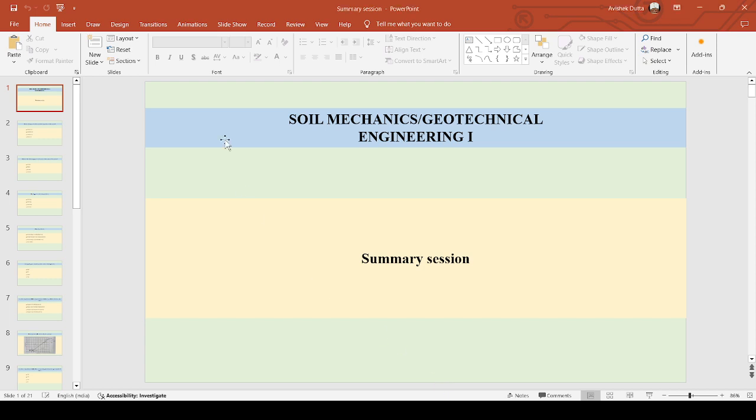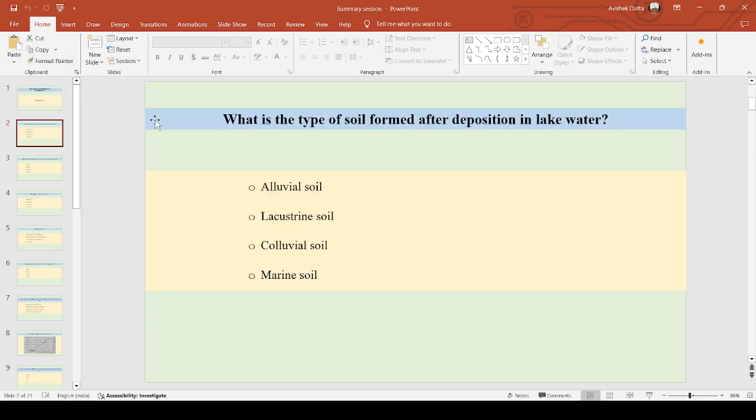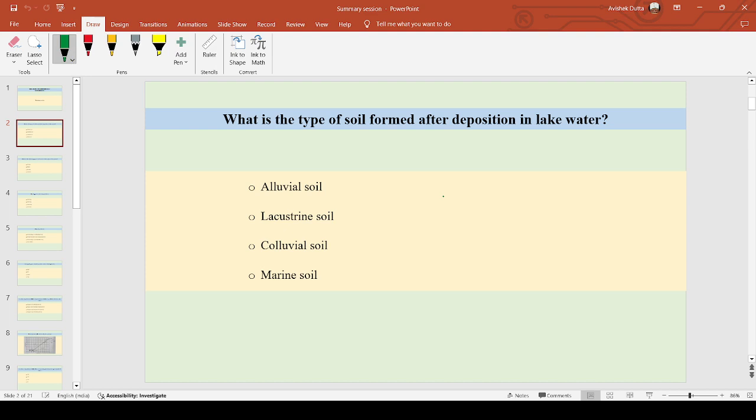So yes, this is the summary session. I'll start the questions now. The first question of this session is: what is the type of soil formed after deposition in lake water? In this question we have 4 options: alluvial soil, lacustrine soil, colluvial soil and marine soil.